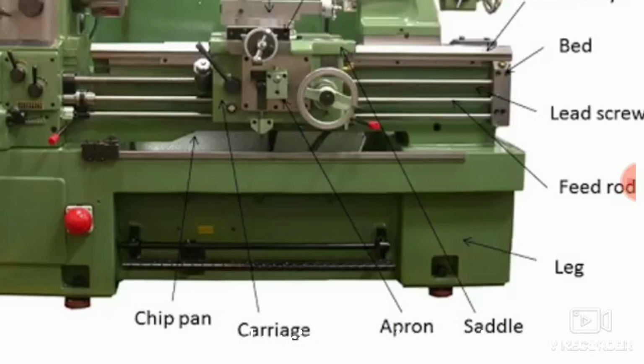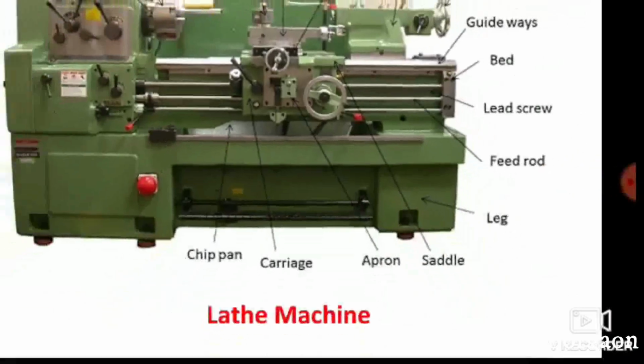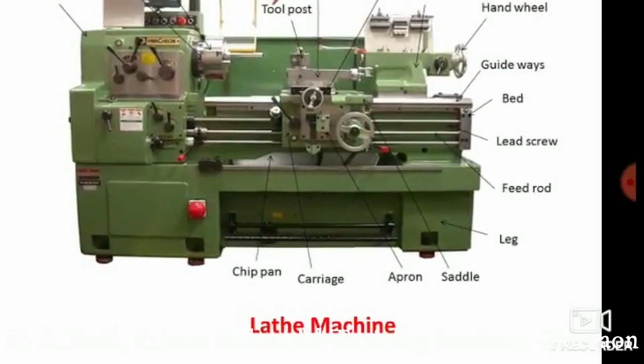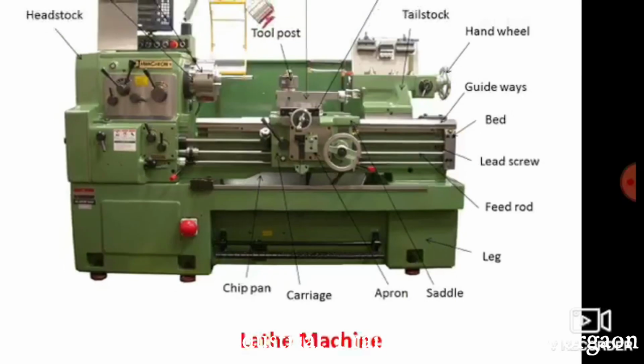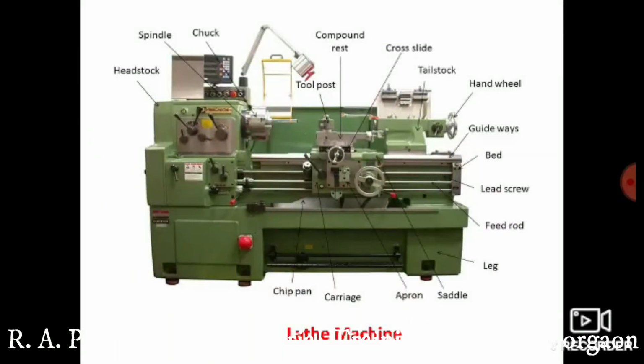Again there are various types of chip, like continuous chips, chips with built up edge, short chips, and discontinuous chips. These are various types of chip, and that depends on the RPM at which you are processing the material or the type of material of the workpiece. Okay, so these are different parts of the lathe machine. Now we will see the operations that are possible on the lathe machine.